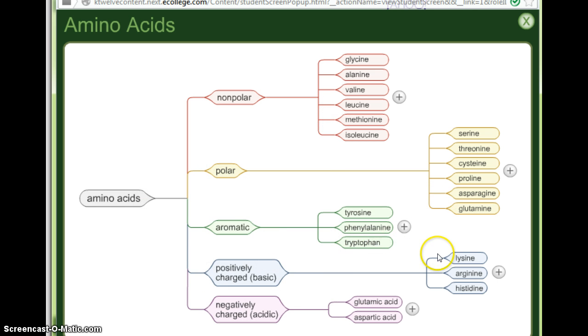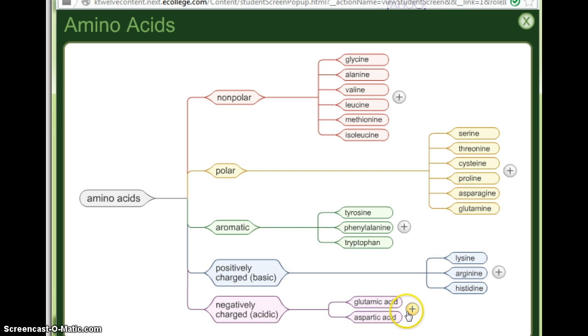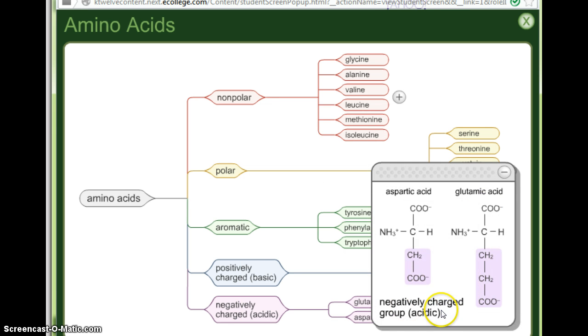including tryptophan, which is that stuff in turkey that makes you tired. You could have the positively charged group, which makes it basic properties. So you can see the plus right there on that one. Or, of course, the opposite would be negatively charged. The opposite of a base is an acid. And then you have the COO with the -1 charge.